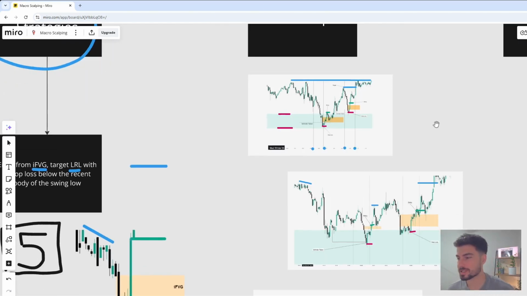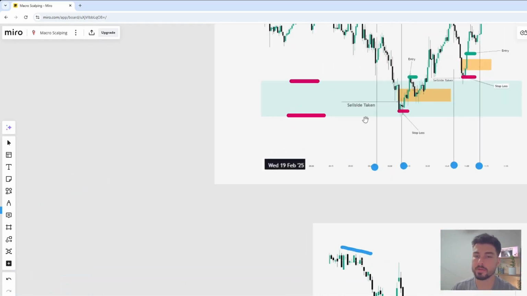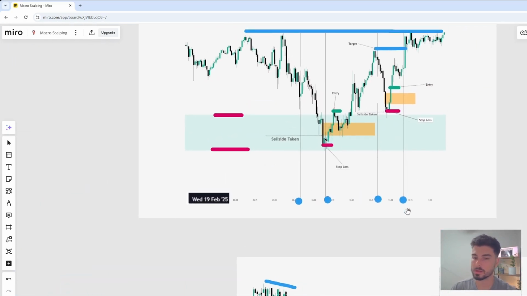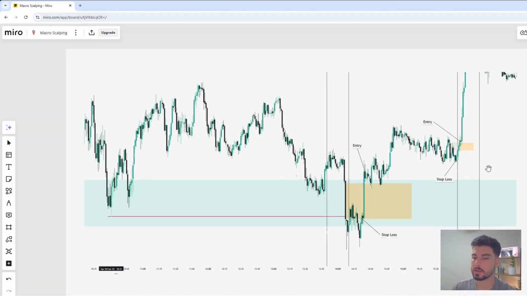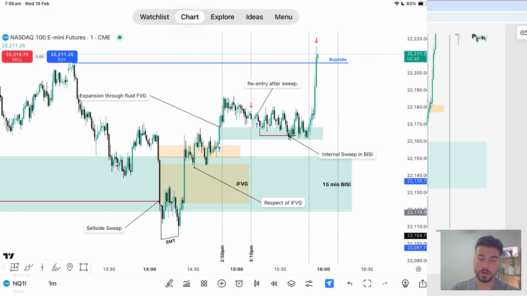But this is just 2 sessions, right? We've got more. So this is if you trade the New York AM session, just so you can see how it looks. This is if you trade the London session. This here is if you trade the PM session. And this is also a trade I took myself too, which I'll put on the screen as well.